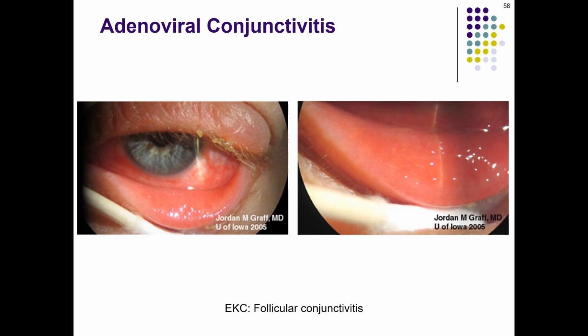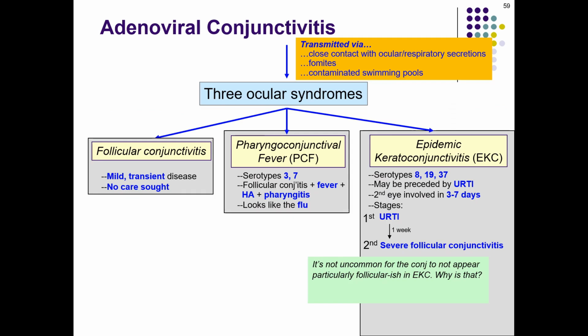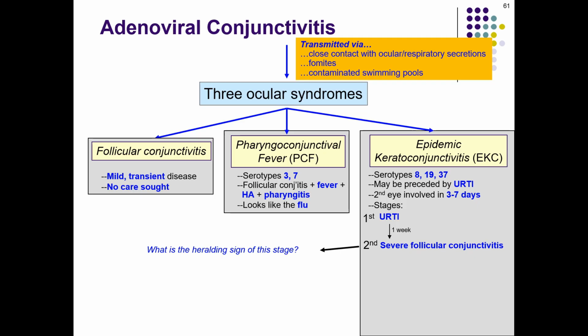And this is the follicular reaction as you see it here in the conjunctiva. It's not uncommon for the conjunctiva to not appear particularly follicular in EKC. Why is that? Because there is so much chemosis that the follicular morphology is obscured. So what is the ominous sign of this stage? Do you know that? It's the edema across the ocular surface, including the conjunctiva, the caruncle, and the plica.